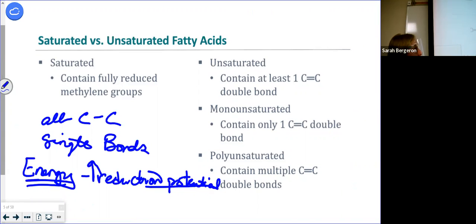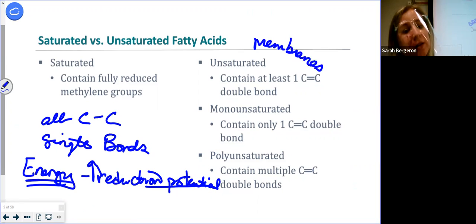If you have something that's unsaturated, these are going to be the ones that are found in membranes. Okay, so just so that you kind of have an idea of what's the difference in structure and function. The more saturated you are, the more we're going to use you for energy. The more unsaturated, we're going to use you for membranes.